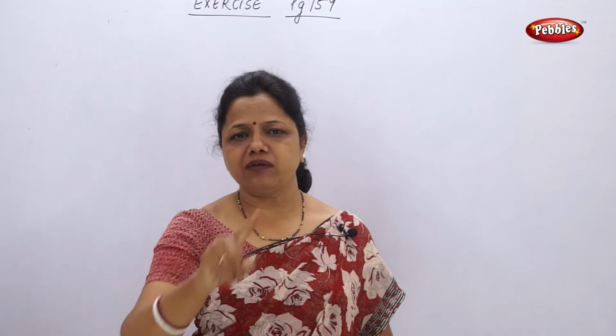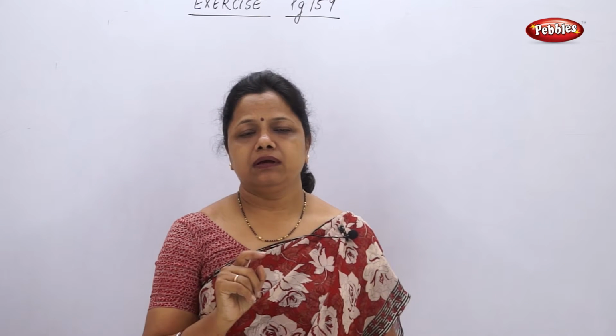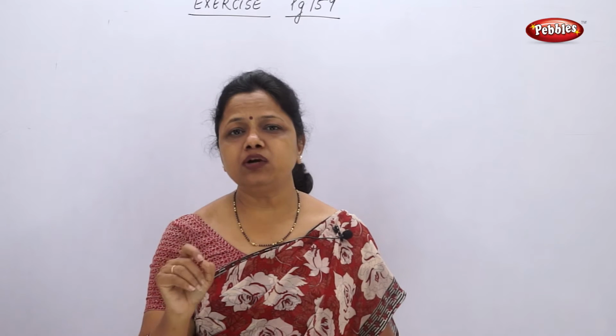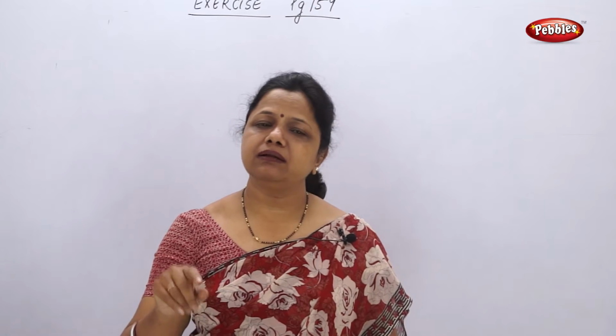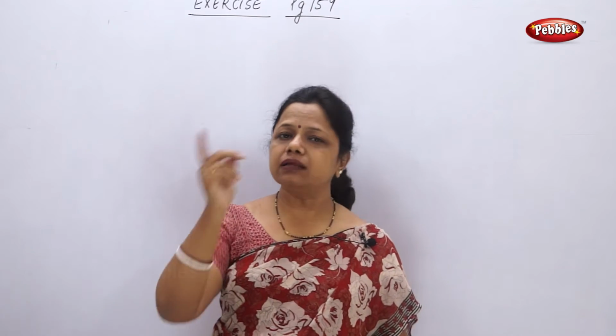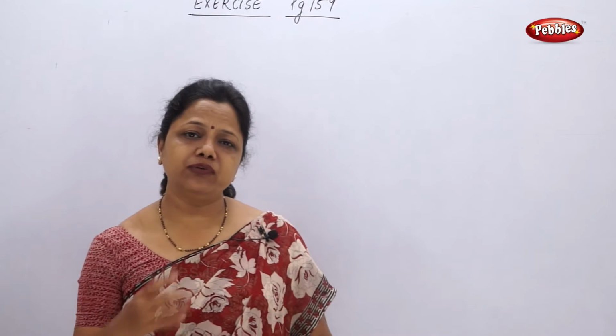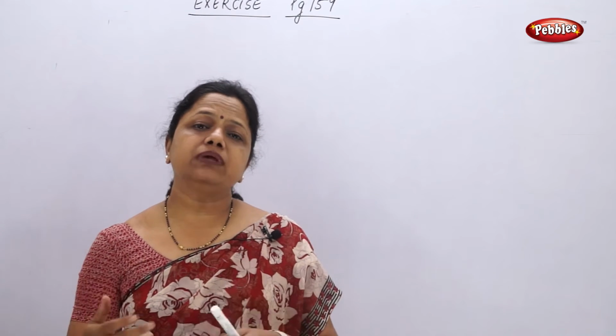That pollen tube travels down to the ovary. Now the pollen tube is carrying 2 male cells. From where have these male cells come? These 2 male cells have come from the pollen grains. One of the male cells will fuse with the egg, forming a zygote, and the other male cell will fuse with the secondary nucleus to form the endosperm.